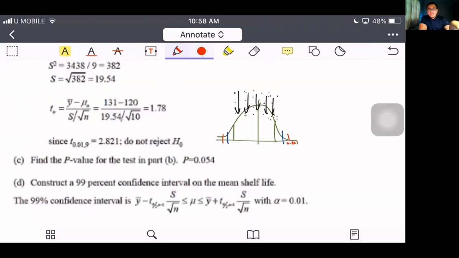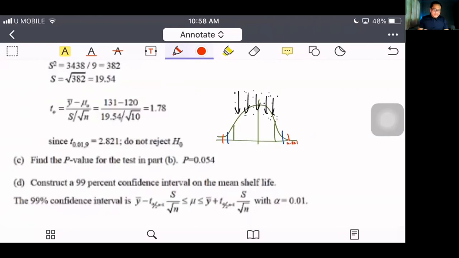Okay, let's go for the p-value. Now, you can see the p-value there is 0.054. How do we get this? Certain types of calculator, especially a statistic calculator, allow you to get your p-value. You can also use a website to find a p-value calculator. You can use MATLAB to get your p-value. But given the nature of your calculator, it's not a statistic calculator.